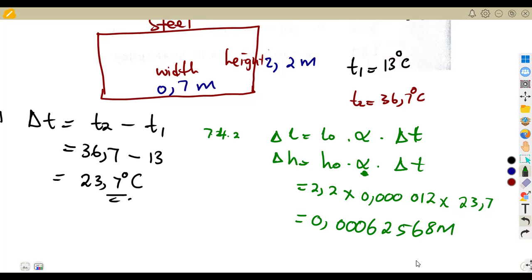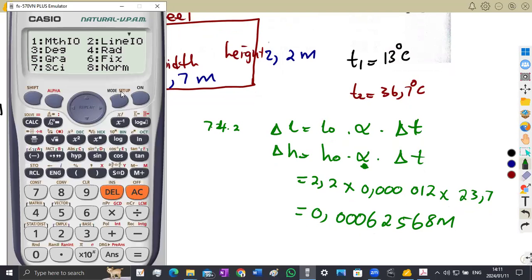So if you multiply properly, you're going to get something like 0.0006258 in meters. All right, let me just present this one to you so that we are together here. Also on my calculator, I have to change this to the original mode. So it's shift, you have to go to the normal mode 8, then press 2. It's now on the normal mode. If you check, the fix is no longer there.